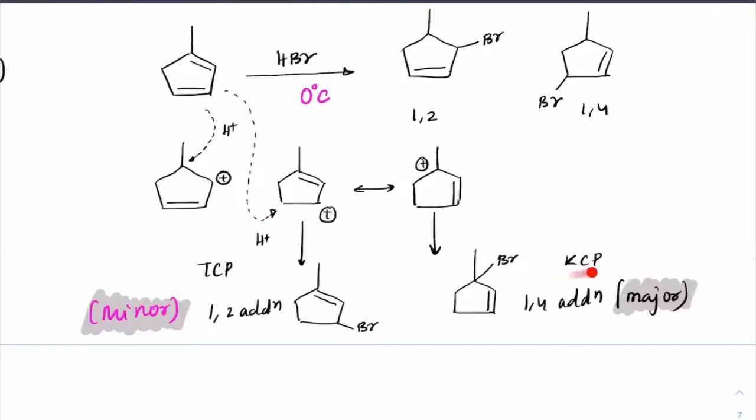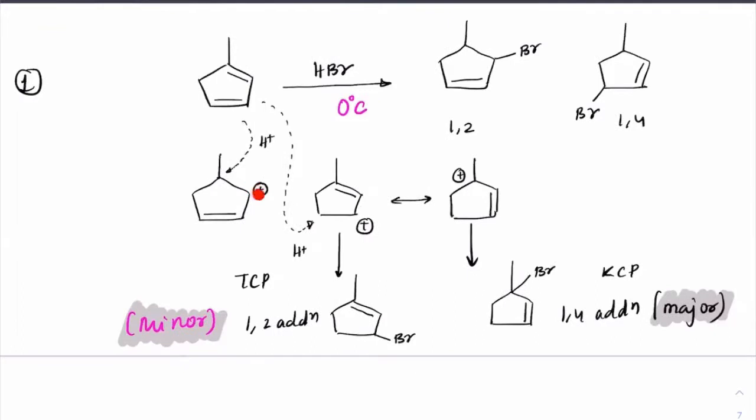Second, KCP is only subject to the most stable carbocation. I was getting a carbocation of this kind, and this kind. Out of these three, which is the most stable carbocation? This one. But unfortunately, I can't get this carbocation directly. So first H plus gets added at this point, and immediately the carbocation rearranges to get this carbocation. Clear? So this is the path that we'll choose at lower temperatures and finally reach KCP.